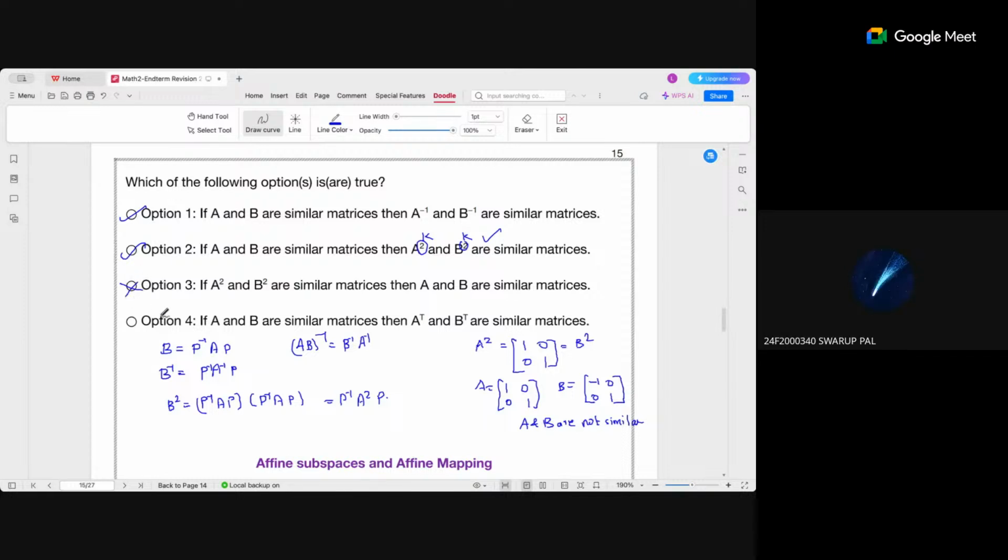And option 4: if A and B are similar matrices, then A transpose and B transpose are similar matrices. True. It is true for equivalent matrices also, and you can again prove it in a similar way.